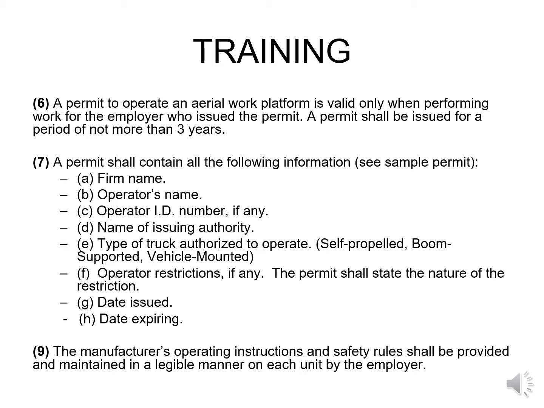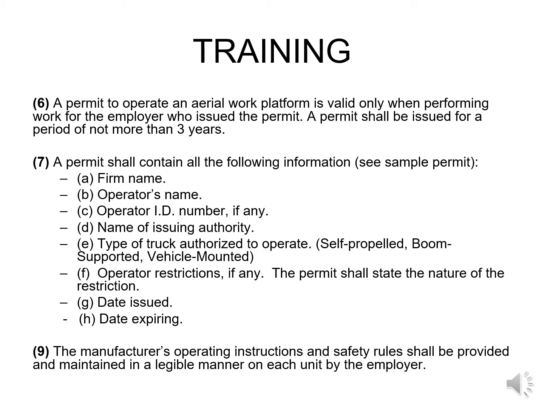7. A permit shall contain all of the following information. See the sample permit. A. Firm name. B. Operator's name. C. ID number, if any. D. Name of issuing authority. E. Type of truck authorized to operate. Could be self-propelled, boom supported, vehicle mounted, or all of the above. F. Operator restrictions, if any. The permit shall state the nature of the restrictions, if there are any. G. Date issued. And H. Date expiring.